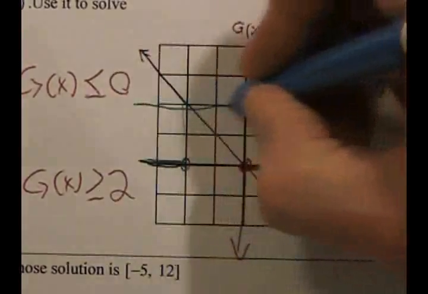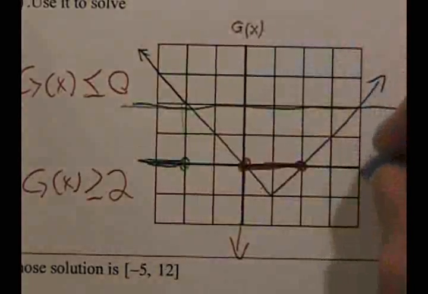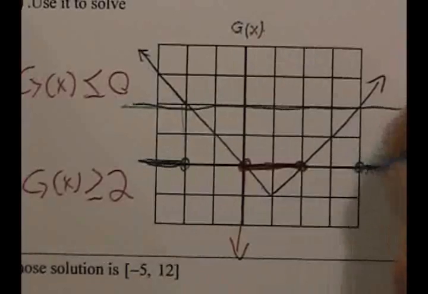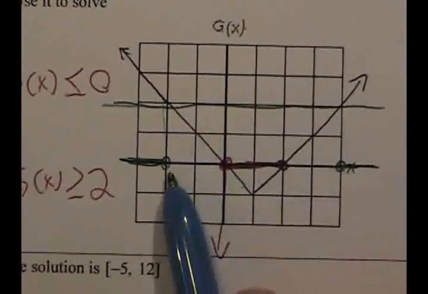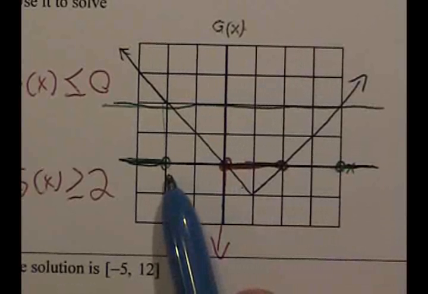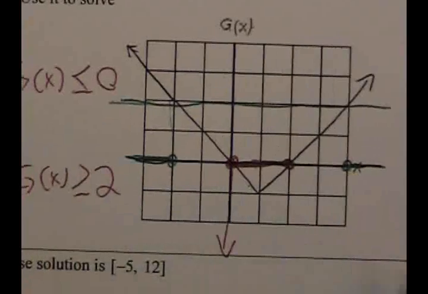Here's the line 2. We want the graph to be above this line. And the numbers outside of here will also make it greater than or equal to 2. So that would be x is less than minus 2, or x is greater than 4. And for the first one, x is between minus 2 and 2.